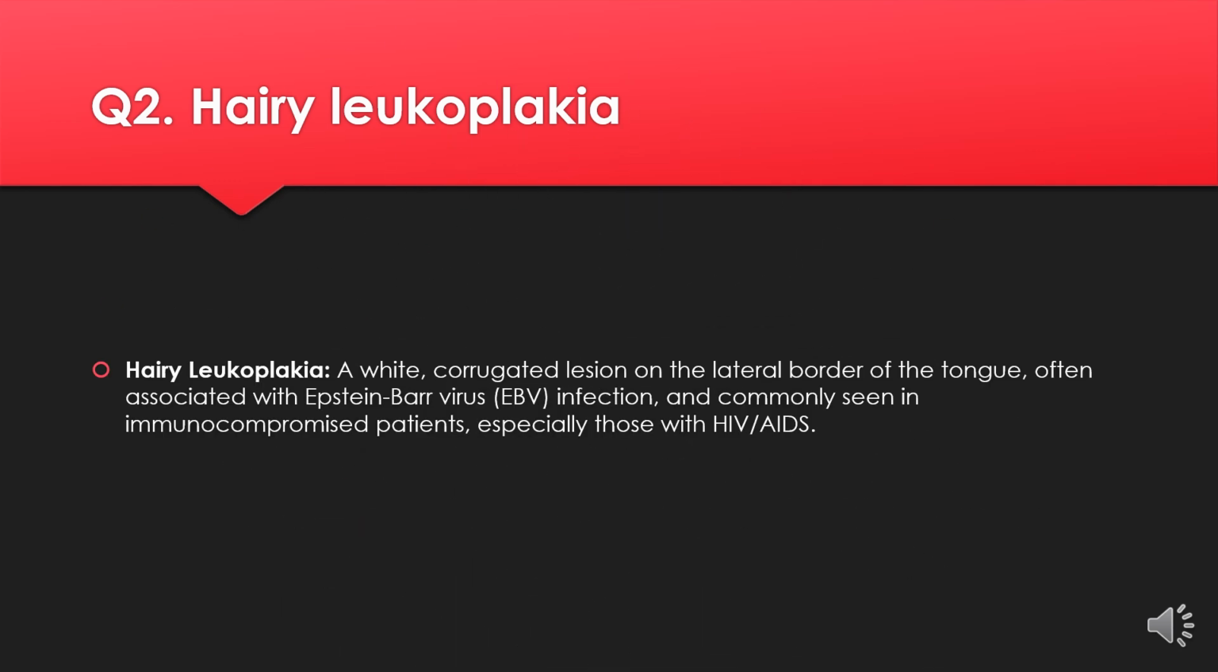Second question is hairy leukoplakia. It is a white corrugated lesion on the lateral border of the tongue, often associated with Epstein-Barr virus infection and commonly seen in immunocompromised patients, especially those with HIV or AIDS.